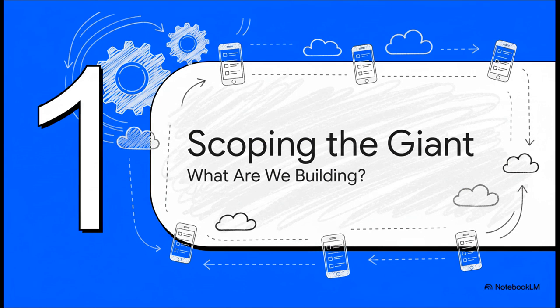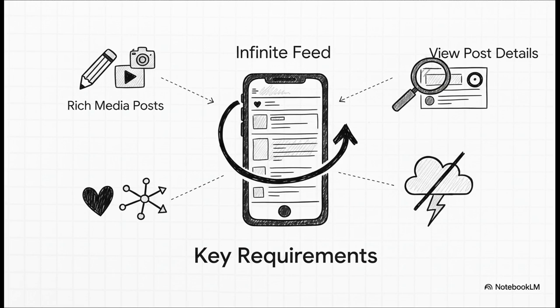Okay, first things first. Rule number 1 of any huge project like this, you have to know what you're building. I mean, before you even think about writing a single line of code, you've got to get super clear on the scope. What are the must-have features? And just as important, what are we leaving out for now?